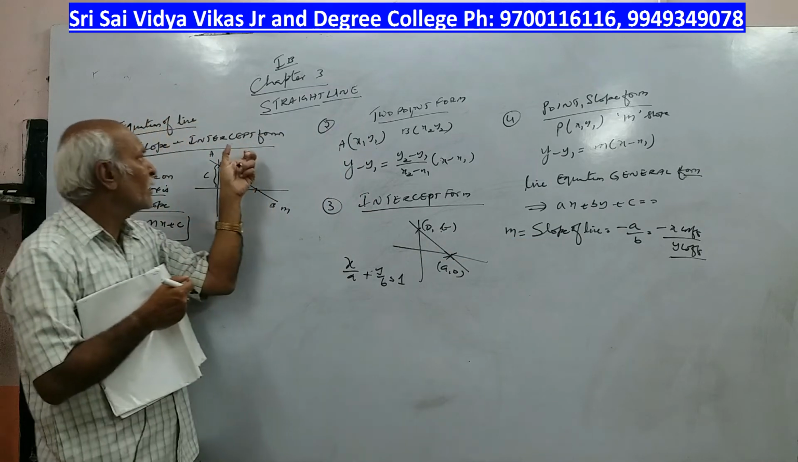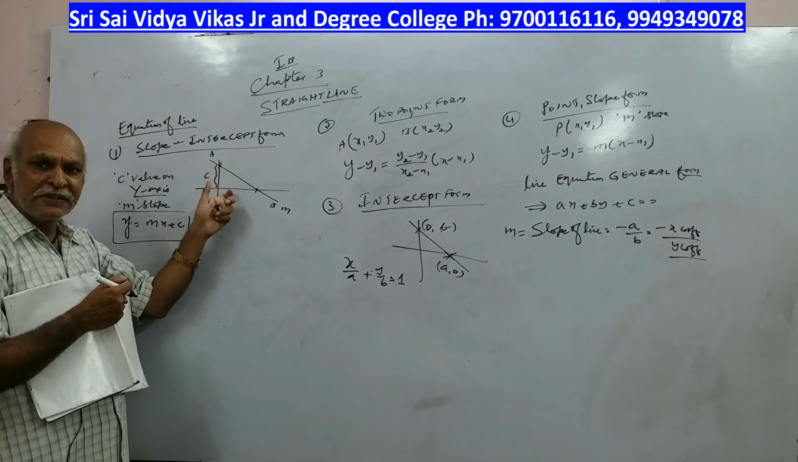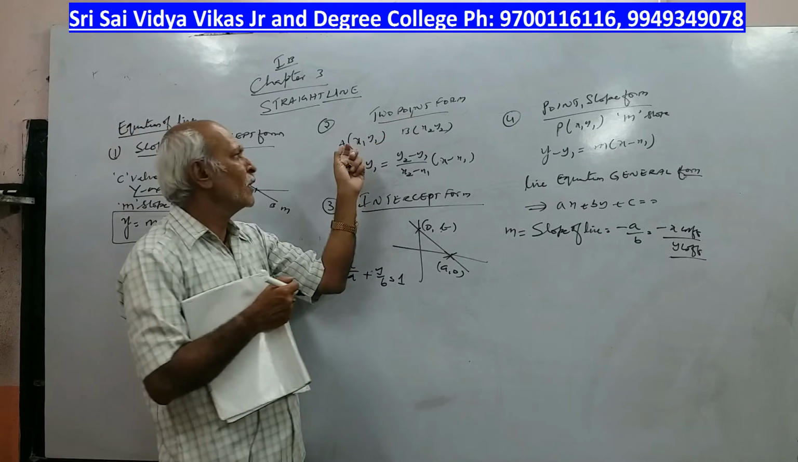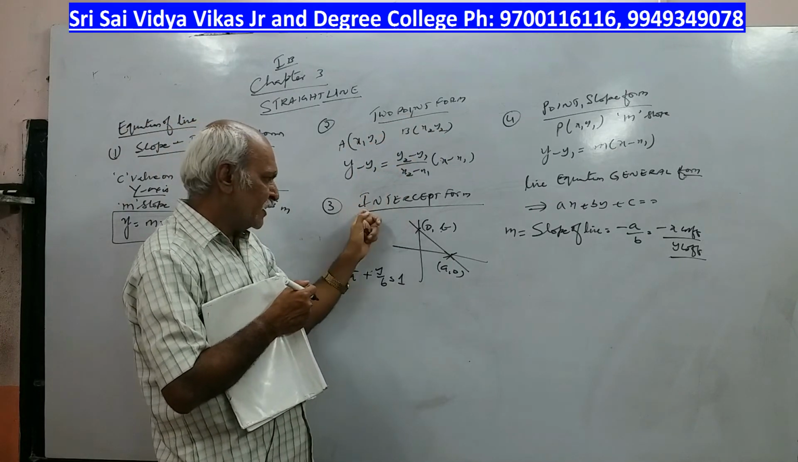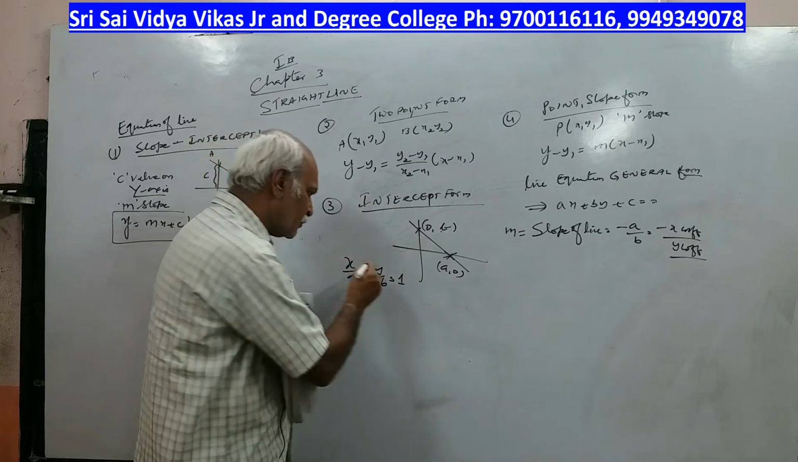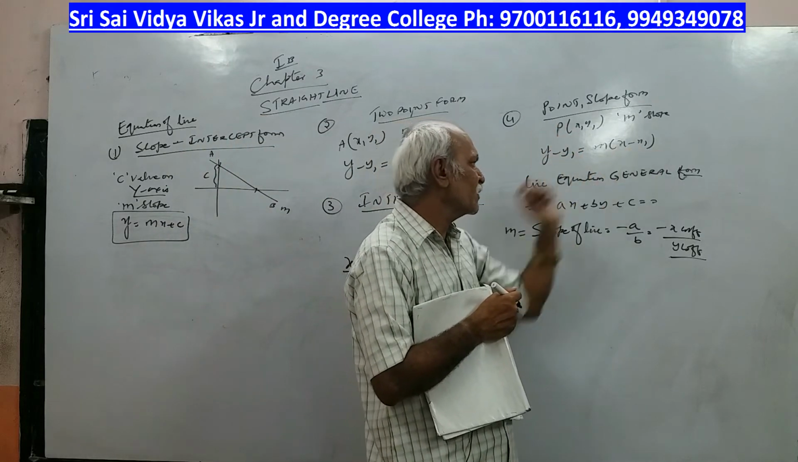So the first formula is what we call the slope intercept formula: y is equal to mx plus c, when the intercept is given. Then the two-point formula: a is x1 y1, b is x2 y2, and the formula is this. Intercept formula, x by a plus y by b is equal to 1. Next, point slope formula, y minus y1 is equal to m into x minus x1.